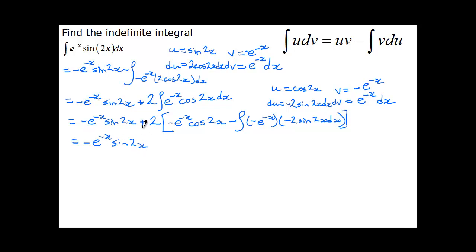So we rewrite this, we can multiply this through by 2, we get minus 2 e to the minus x cosine of 2x. Minus with minus is plus, but there's another minus, so it stays minus. We have a 2 here and a 2 outside, means it's going to be minus 4 times the integral of e to the minus x sine of 2x dx.